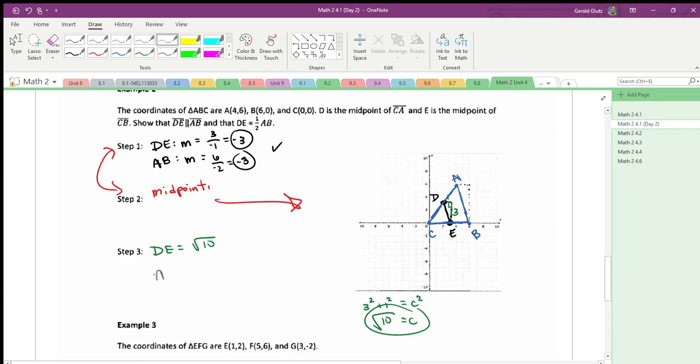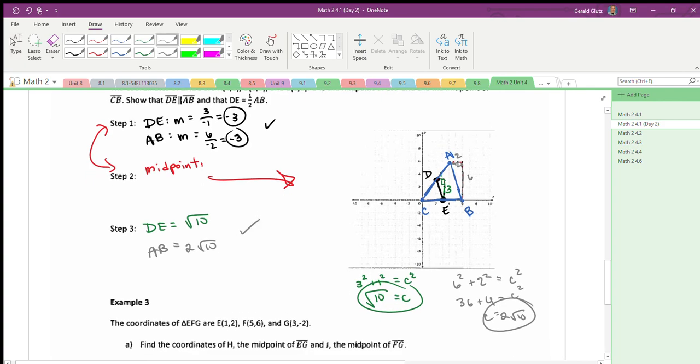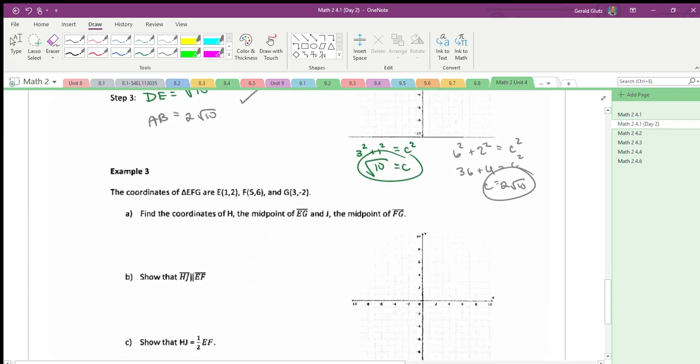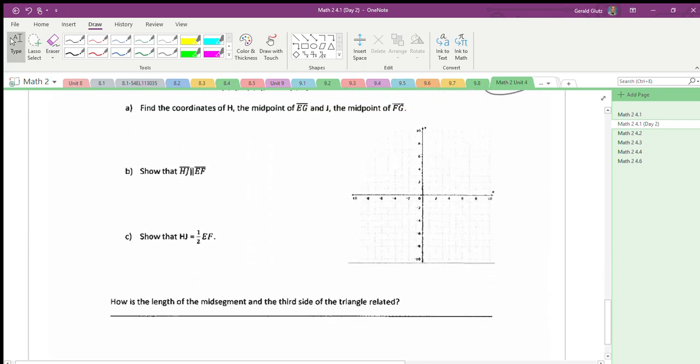And then AB, the same triangle that we had last time. So 6 squared plus 2 squared is equal to C squared. So 36 plus 4, and eventually you'll get C equals 2 root 10 again. So notice that AB is twice as big as DE because we're multiplying root 10 times 2. So check that off.